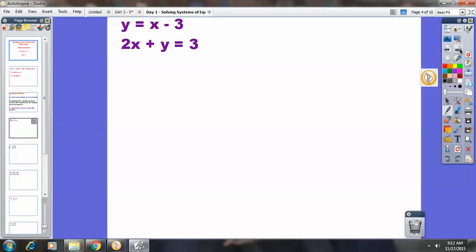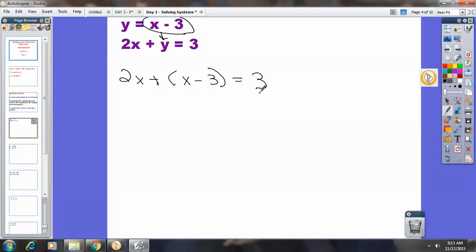So in step one of the method, I said that you should have one equation that is solved for a variable. We do. The first equation is solved for y. So I'm going to take what y equals, which is x minus 3, and I'm going to put it in for y in the other equation. So now I have this. At this point, you should have an equation with only one variable. I only have x's in the equation. Now I can solve.